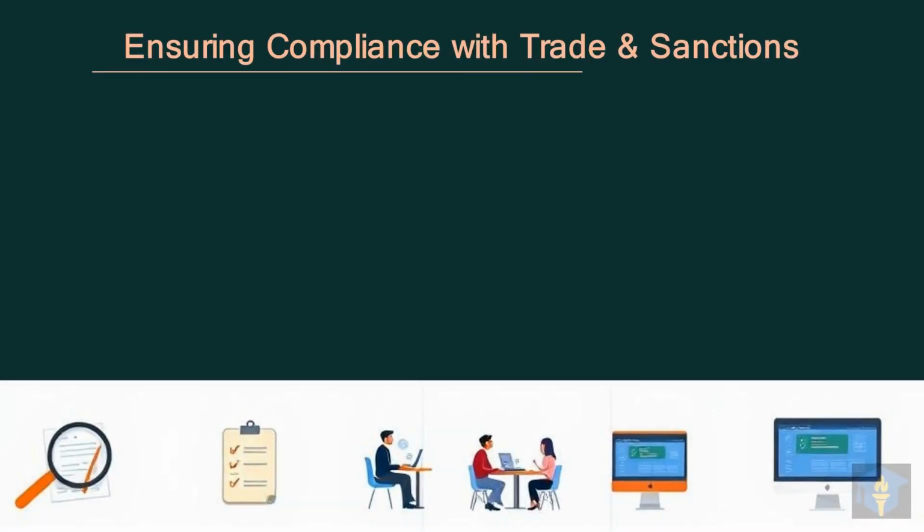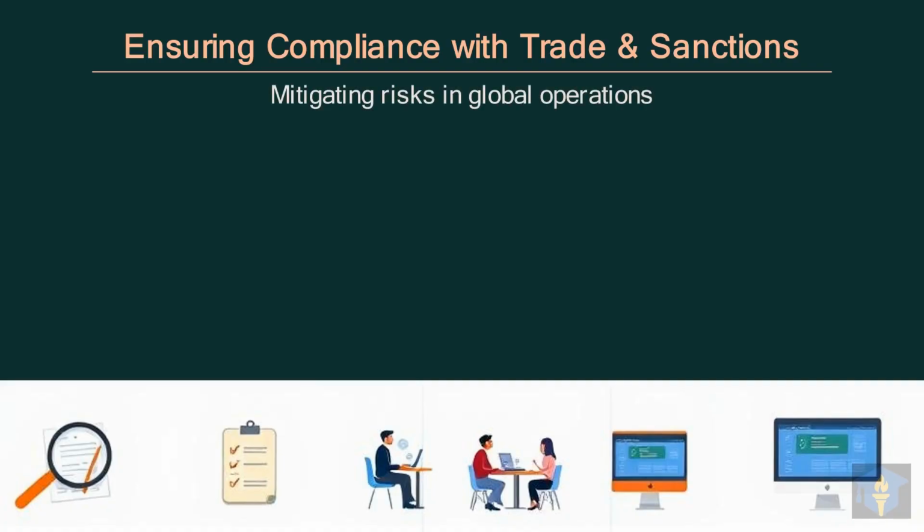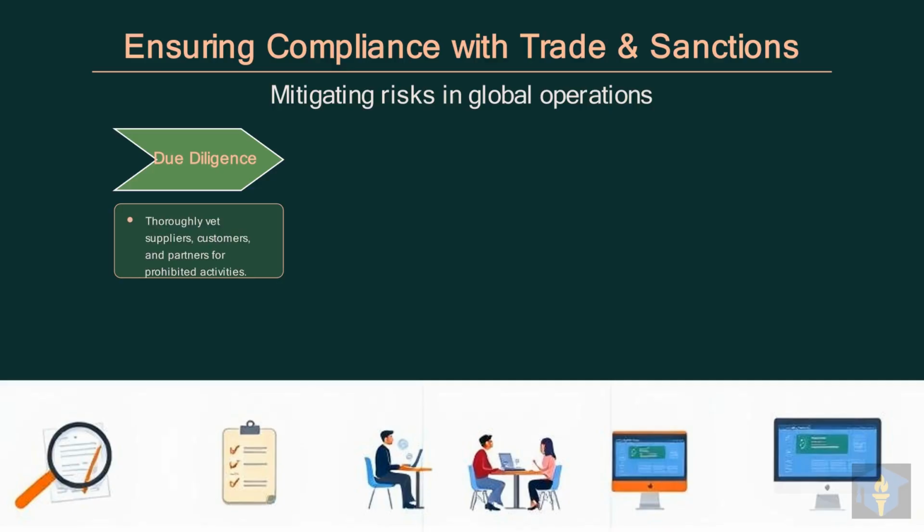Now let's explore how we ensure compliance with trade and sanctions in global business operations. This is all about mitigating risks that companies face when operating across international borders. First, we have due diligence as a critical component of compliance. This means you must thoroughly vet all suppliers, customers, and partners for any prohibited activities.